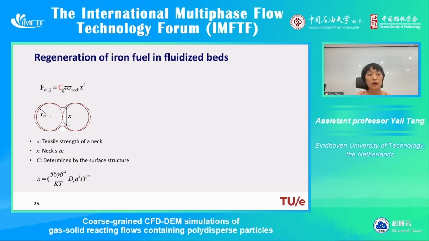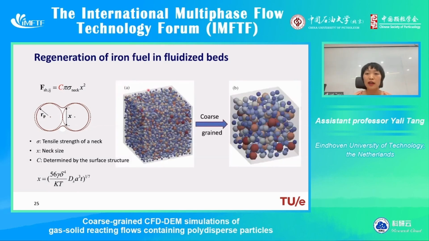If particles become rough and this C also increases, that means this solid bridge force also increases a bit. And again, to be able to simulate the experiment setup, we need to apply coarse-grained simulation. So this is how it looked when you applied this coarse-graining factor. And like I said, with coarse-graining, we also need to properly scale this solid bridge force.